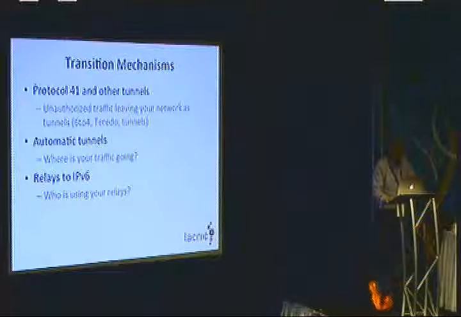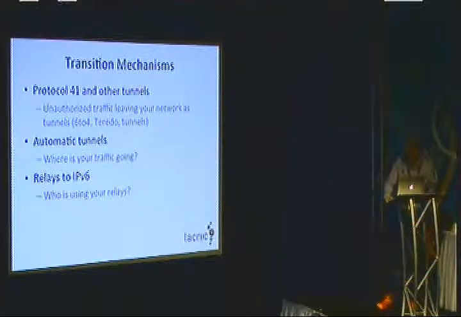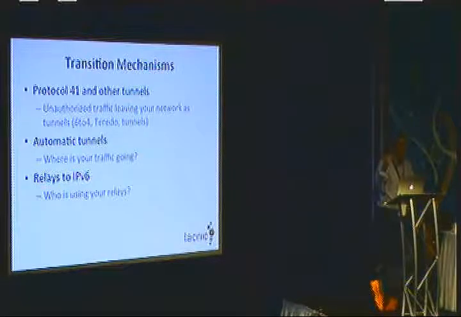Also, transition mechanisms. Protocol 41 and tunnels, which we were talking about. Somebody can create a tunnel, advertise a router, and they can hijack your traffic in your network. And well, we don't want that. So tunnels are also a source of attack.